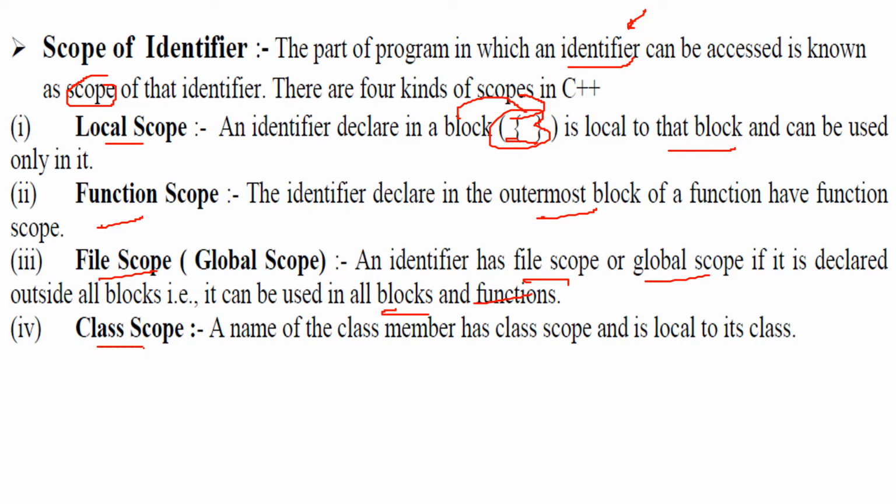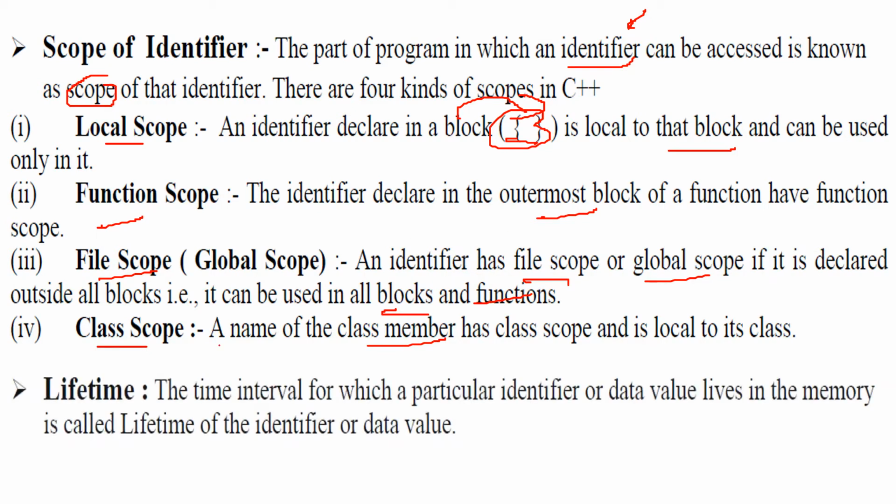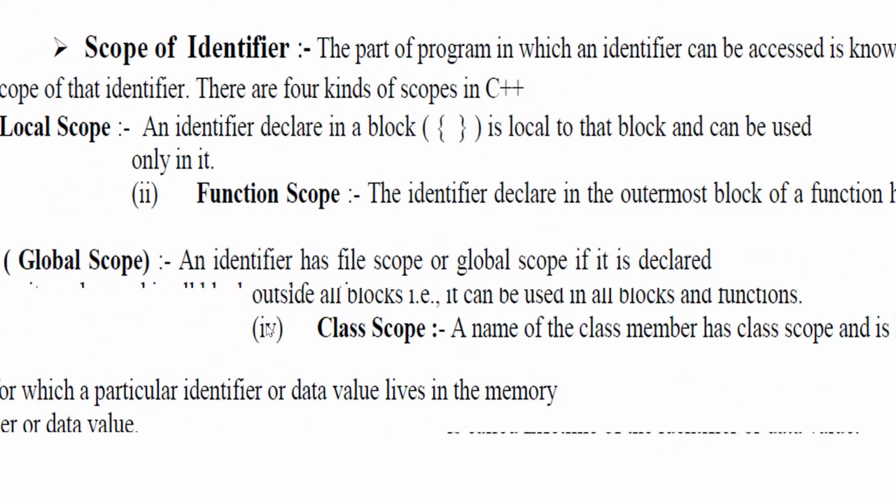Then we have a class scope. When we have a name of the class member, this has a class scope, and this is local to its class. So along with scope comes the lifetime. So what is the lifetime? This is the time duration, that is the time interval for which a particular identifier or a data value lives in the memory. So the time it lives in the memory is the lifetime, right?